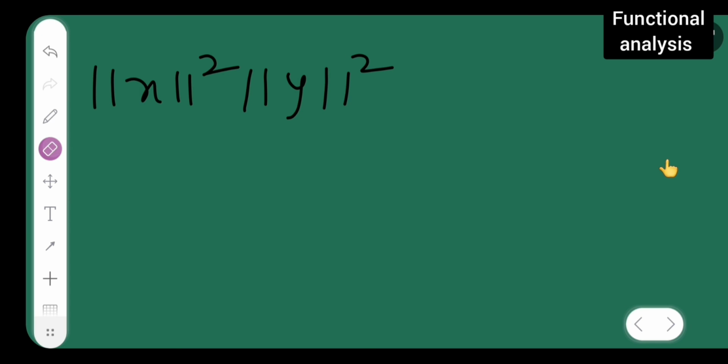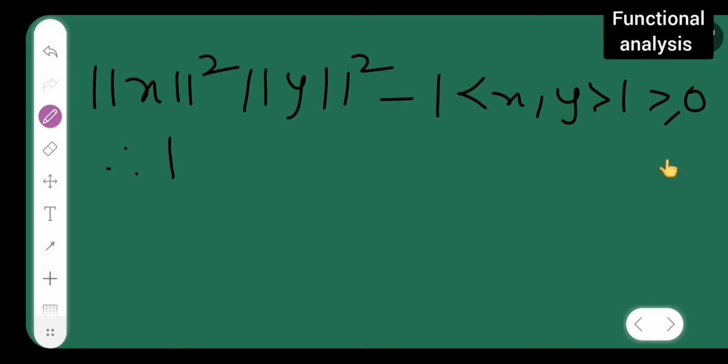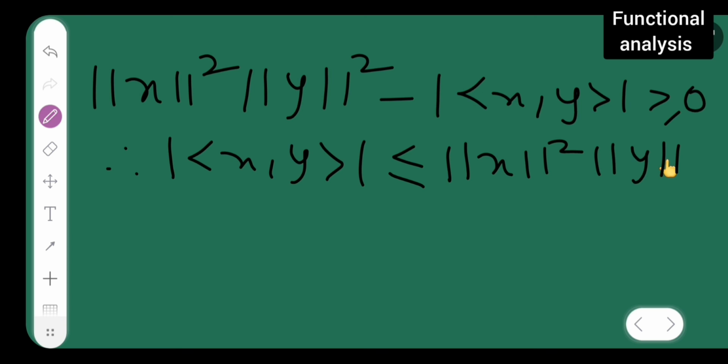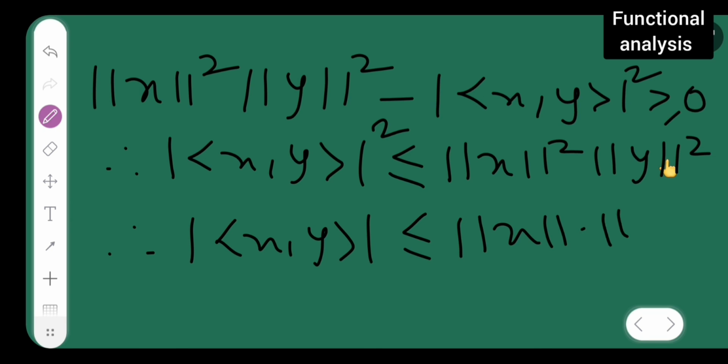Then norm of x the whole square into norm of y the whole square minus modulus of inner product of x comma y the whole square is greater than or equal to 0. Therefore modulus of inner product of x comma y the whole square is less than or equal to norm of x the whole square into norm of y the whole square, which is nothing but modulus of inner product of x comma y is less than or equal to norm of x into norm of y.